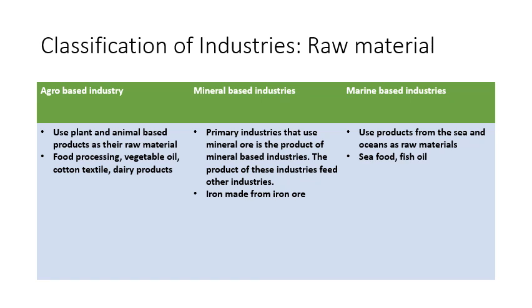Classification of industry on the basis of the raw material. Please listen very carefully. On the basis of raw material, industry has three parts: agro-based industry, mineral-based industry, and marine-based industry.